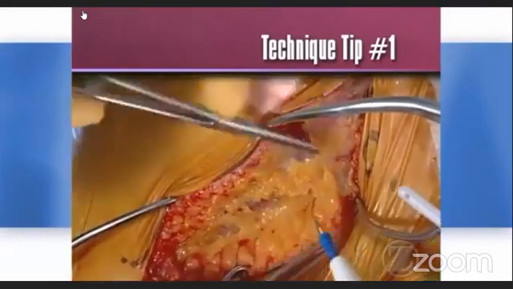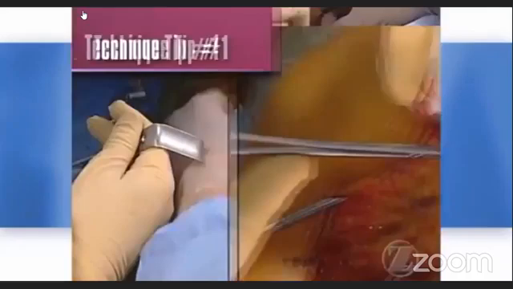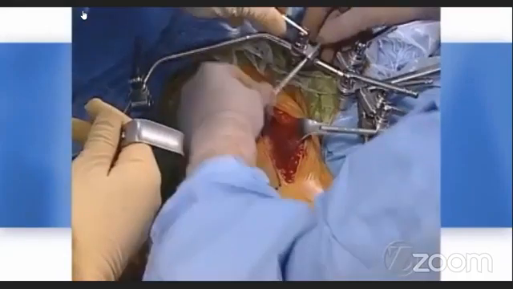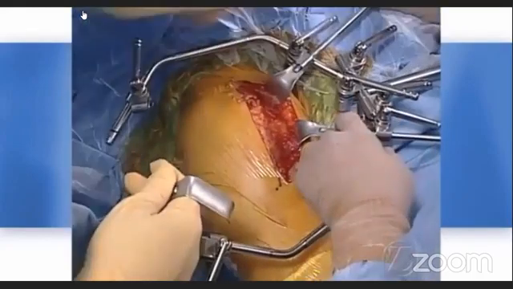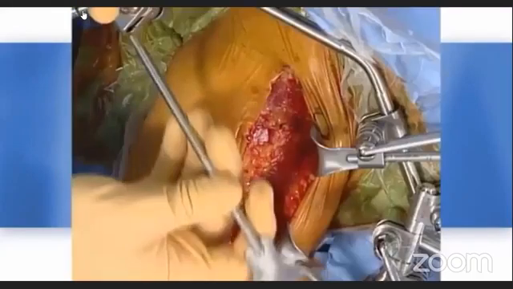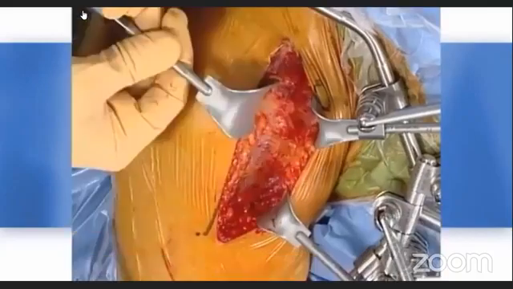Deltopectoral interval is usually medially retracted. Attach a self-retaining retractor with 2 retractors under the skin on the medial side and 1 on the lateral side. Then identify and dissect the interval between the pectoralis major muscle and the cephalic vein.